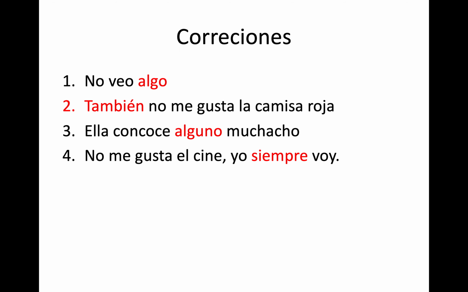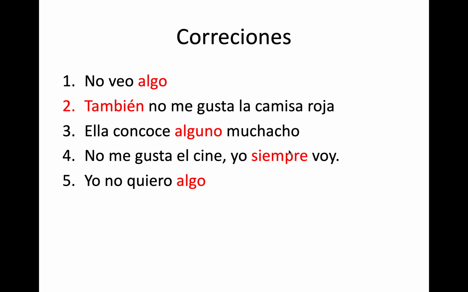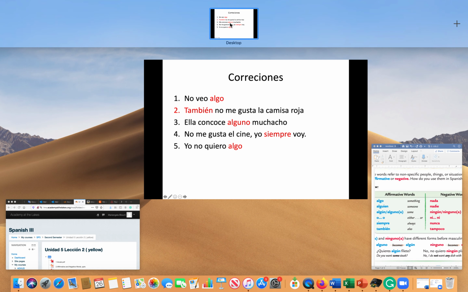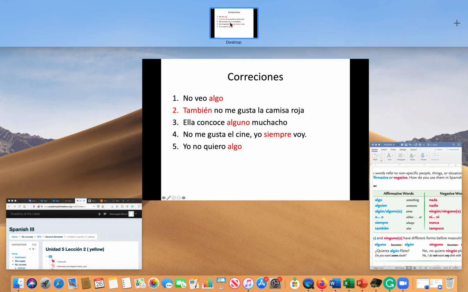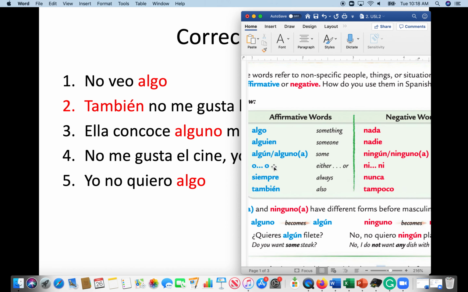No me gusta el cine. Yo siempre voy. So if you don't like the theater, here after the comma you're expressing that you always go. So this is wrong. What will be the opposite of siempre? That will be nunca, correcto. And yo no quiero algo, I don't want anything. So the algo is wrong because you have to do the double negative. So instead of saying algo, what are you going to say? Nada.